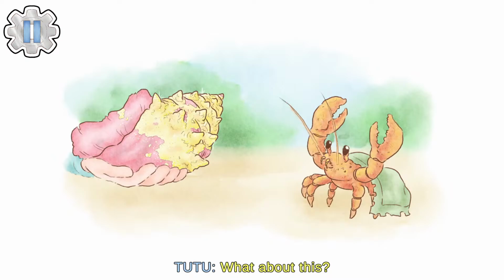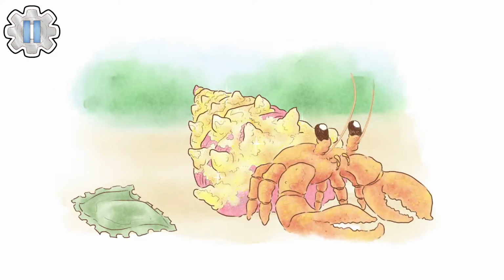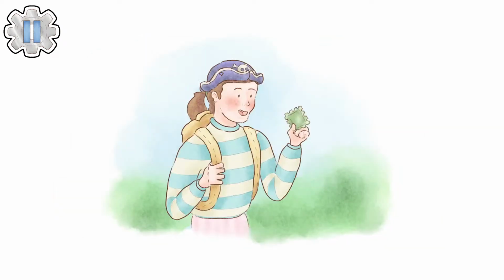What about this? The hermit crab swings its claws up in the air, excited over the sight of its new home. It scurries off in its new shell. Captain Tutu admires the stump in her hand.